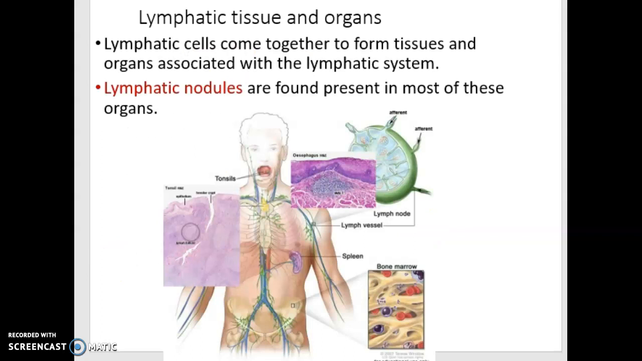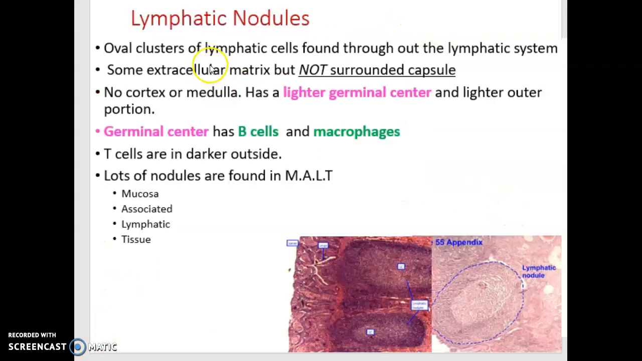We then have lymphatic organs and tissues. The different organs tend to be encapsulated, like the lymph node and the tonsils, whereas tissue, the MALT, you just have lymphatic cells forming a tissue in another structure. So lymph nodules are clusters of lymphatic tissue, and they have a lighter germinal center that has B cells and macrophages, and an outer layer that has T cells. So basically, they are antigen checking stations.